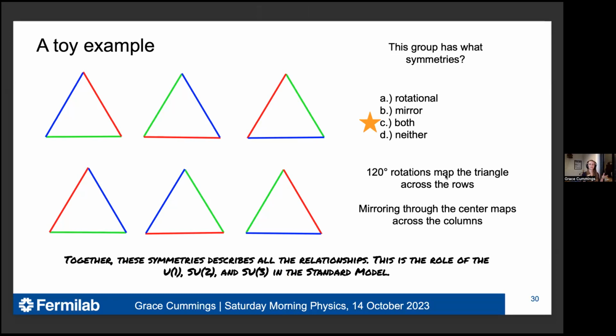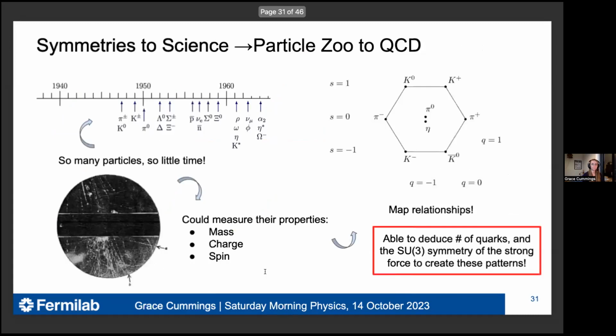So basically, 120-degree rotations map all of the triangles across the rows. So if you rotate them, that's how you get from this triangle to this triangle. And then mirroring through the center is how they relate across the columns. These are the interactions or the forces that relate these triangles to one another. And the U1, SU2, and SU3 of the standard model do this for all of the particles that we have.